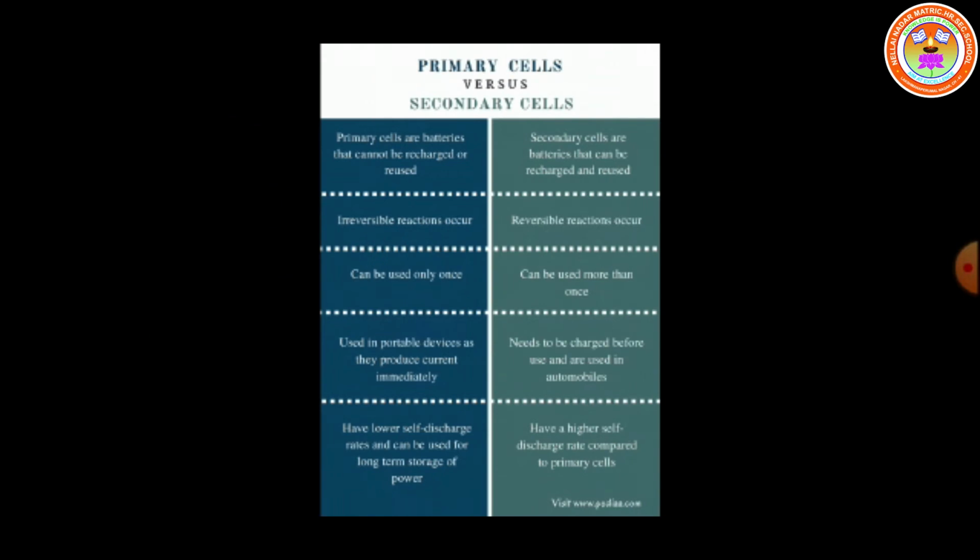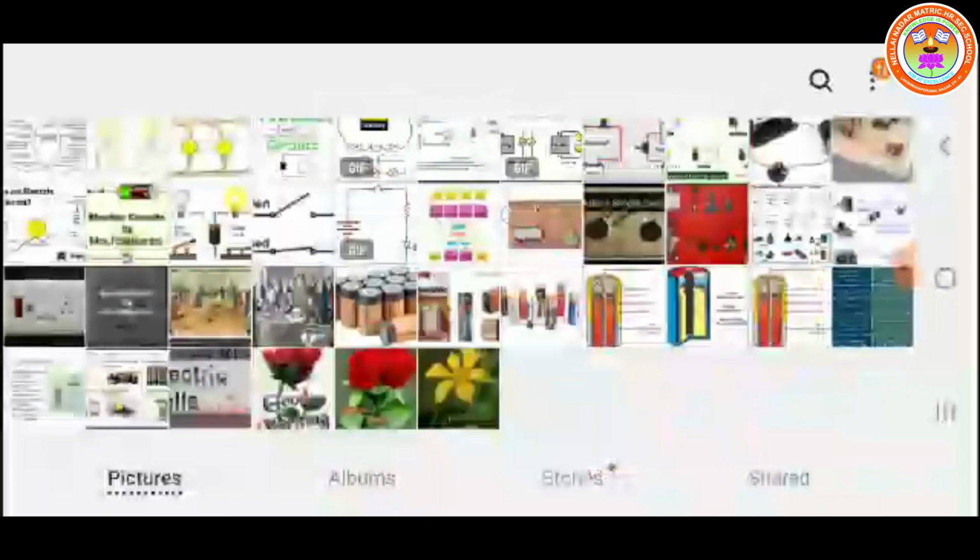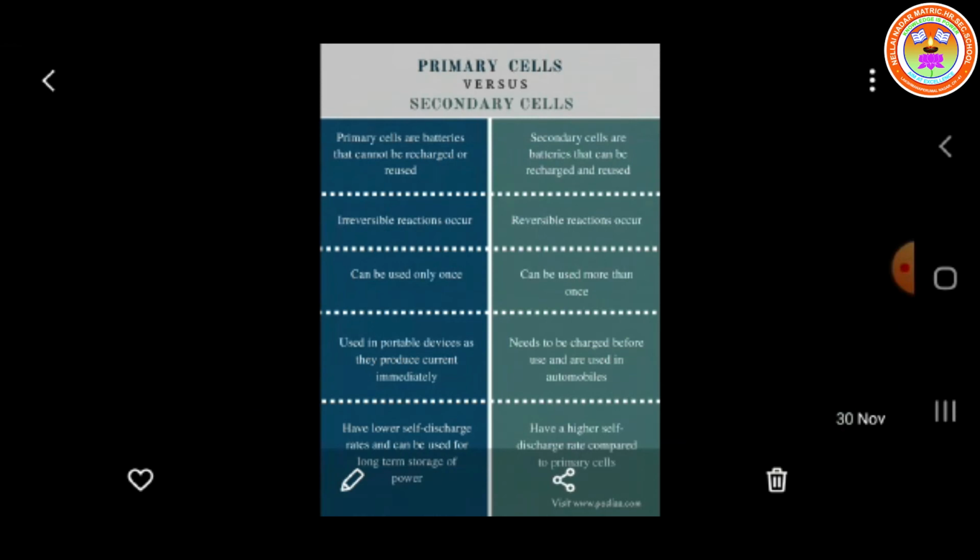Primary cells are used in portable devices as they produce current immediately. Secondary cells need to be charged before use and are used in automobiles. Primary cells have lower self discharge rates and can be used for long term storage of power. But secondary cells have a higher self discharge rate compared to primary cells.